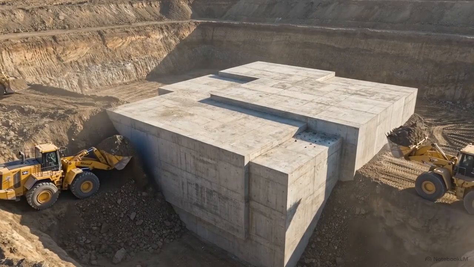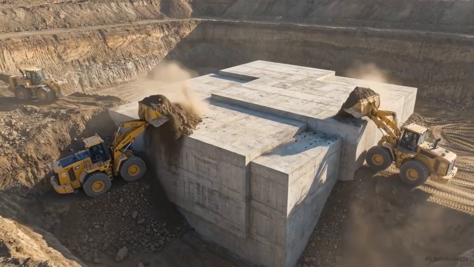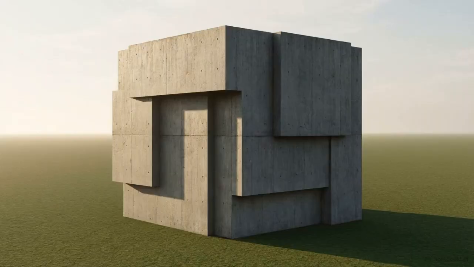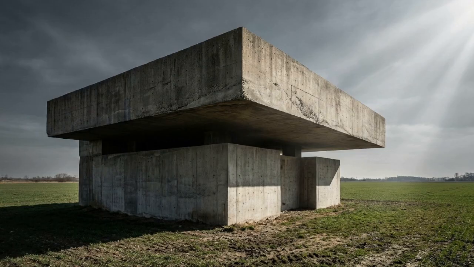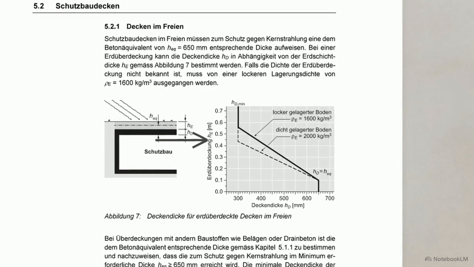This standardized HEQ value allows engineers to integrate the mass of the surrounding terrain and existing building materials into the total protective calculation. If you place a shelter completely exposed to the open air, the rules demand a massive overhead slab of 650 millimeters to stop atmospheric radiation. This chart, Figure 7, illustrates how covering the shelter with standard soil directly offsets that massive requirement. As the depth of the earth cover increases on the vertical axis, the mandatory concrete thickness plummets on the horizontal.